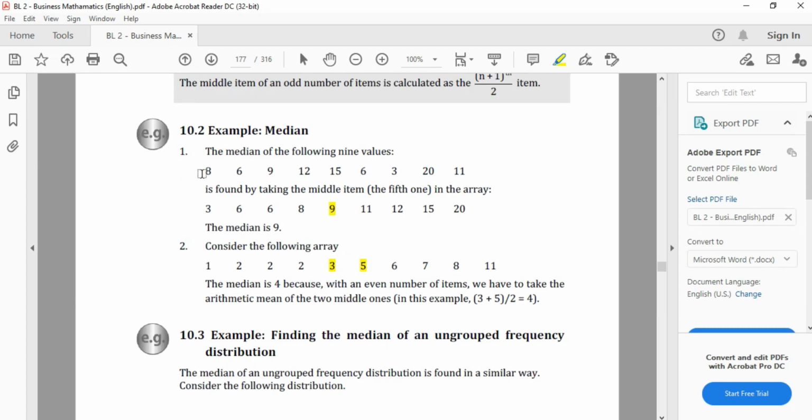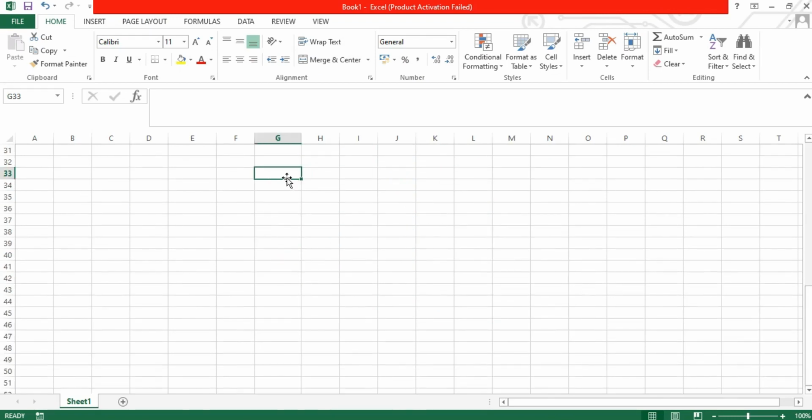Let's do some examples. So the median of the following 9 values. So there are 1, 2, 3, 4, 5, 6, 7, 8, 9 items. How do you find the median? First step in finding the median: arrange the numbers in ascending order. You know what is ascending order? Small to big.